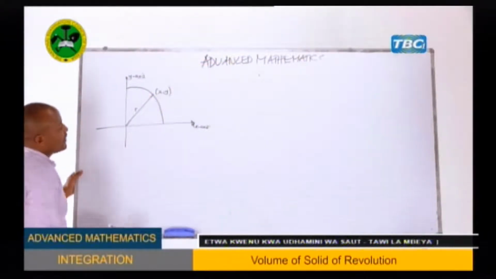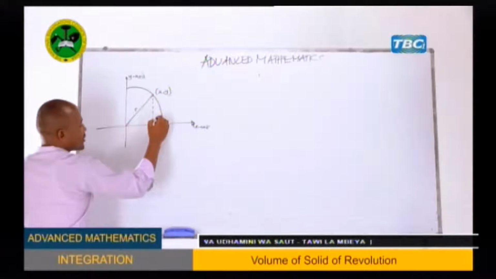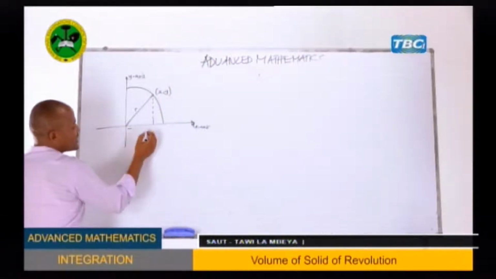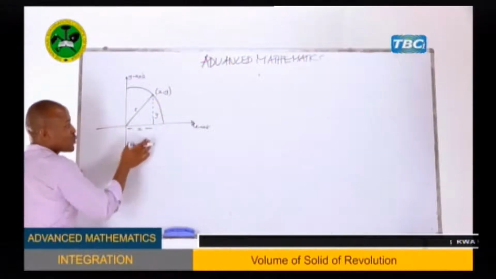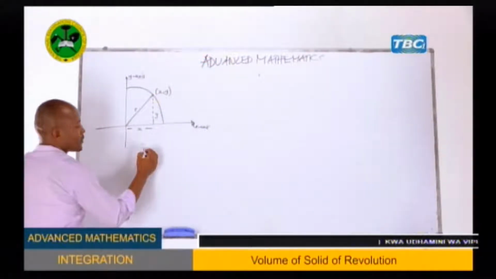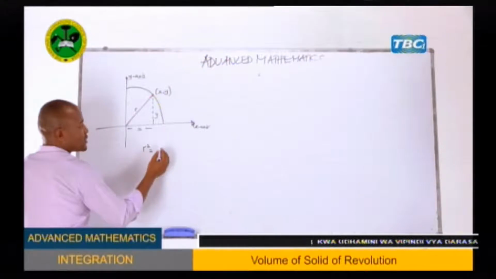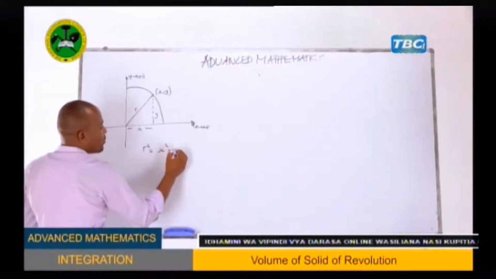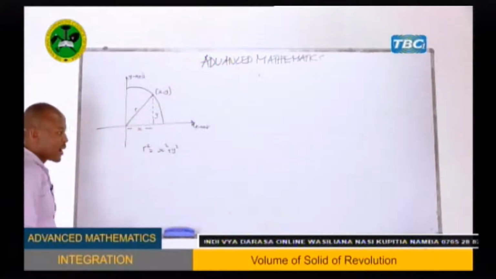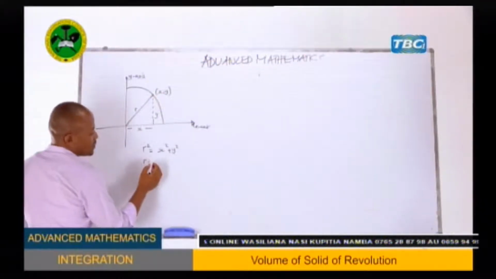And what do we have again here? If we look carefully, that distance there is x, and that distance there is y. So by Pythagoras theorem, we can say r squared equals what? Equals x squared plus y squared. So our r could be what?